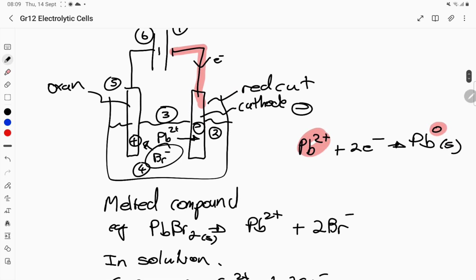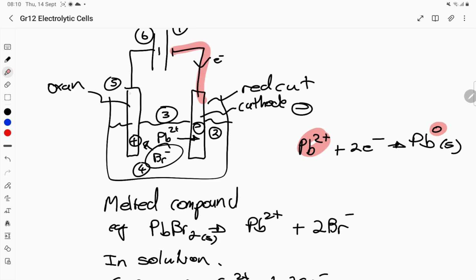So obviously the Br- ions will go to the oxidation side, the anode side. Negative ions go to the anode, and they're the anions in this case. And they will donate that electron, and it will cause a circuit. The electrons will flow, or the charge will flow, in this sort of clockwise direction in this case.